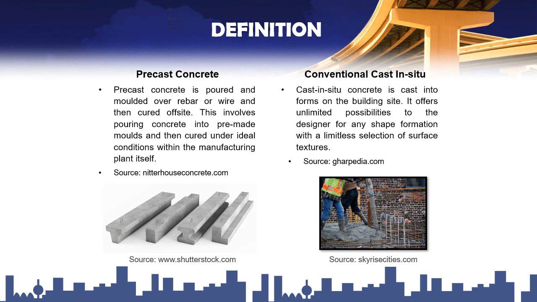Before that, I'm going to give a short brief about precast concrete and conventional cast in situ. Firstly, precast concrete is poured and molded over rebar or wire and then cured off-site. This involves pouring concrete into pre-made molds and then curing under ideal conditions within the manufacturing plant itself. Next, cast in situ concrete is cast into forms on the building site. It offers unlimited possibilities to the designer for any shape formations with a limitless selection of surface textures.